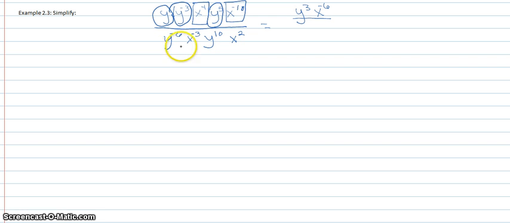Alright, now we're just going to do that same thing on the bottom. So, combining my y's, I'll have negative 6 plus 10, so that's going to be y to the 4th. And then for my x's, I have x to the negative 3rd power, x to the 2nd power, so negative 3 plus 2 is going to be a negative 1.